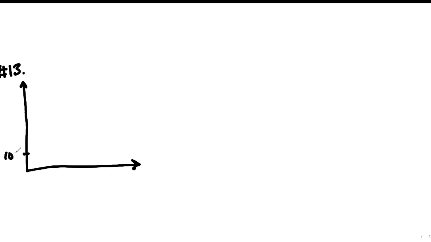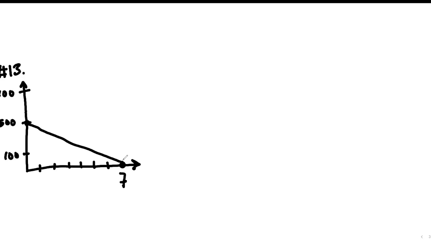Let's call this 100, 500, 1,000, and 1, 2, 3, 4, 5, 6, 7. And we have a line such as this. This here is our graph that we actually have.